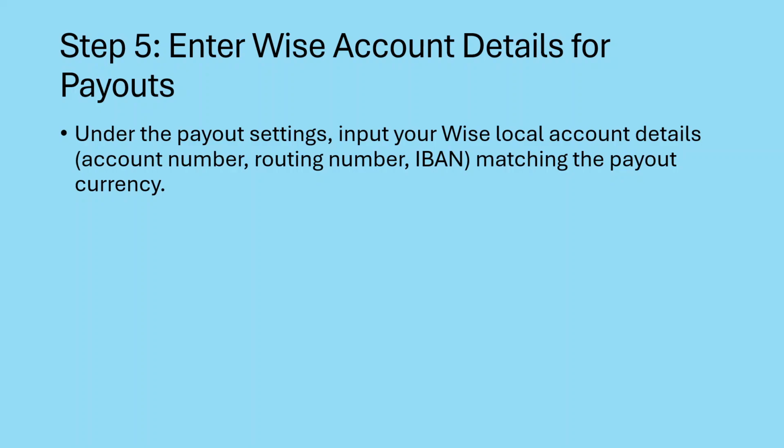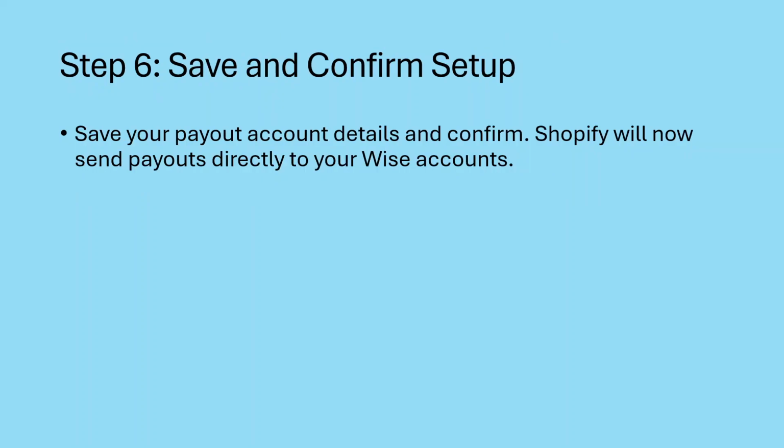Step 5. Enter Wise account details for payouts. Under the payout settings, input your Wise local account details. This includes your account number, routing number, IBAN, matching the payout currency.